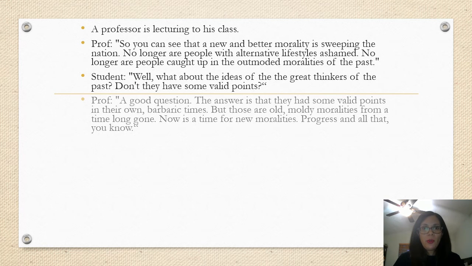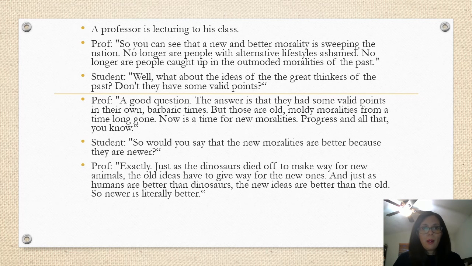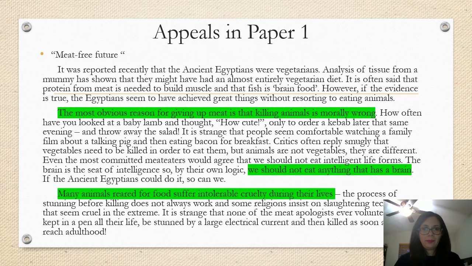Okay, so I'm not going to read this whole thing because it's quite lengthy, but basically a professor's saying that new ideas are much better, that the ideas from the past, from old thinkers, might have had some valid points back then, but they're just as outdated as dinosaurs. And the student is saying, so would you say that new moralities are better because they are newer? And the professor says, exactly, newer is better. So the emphasis on new here means that this is appeal to novelty.